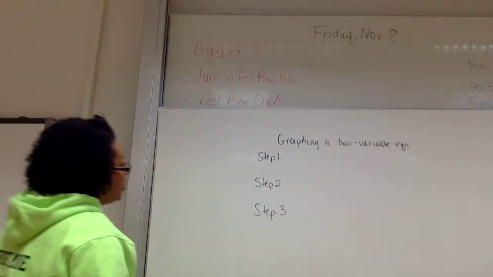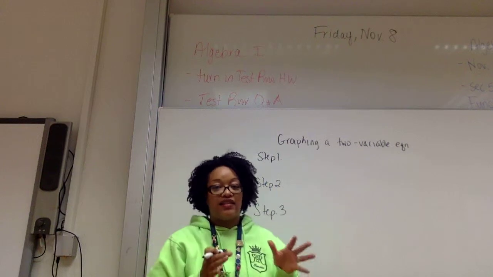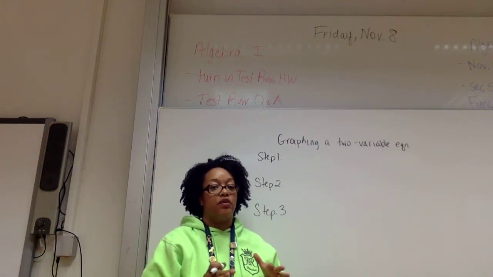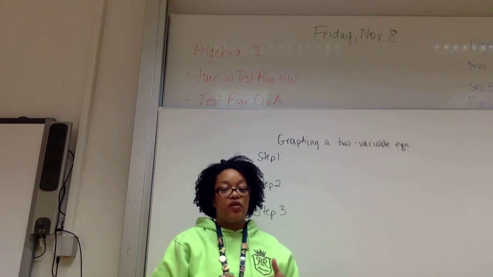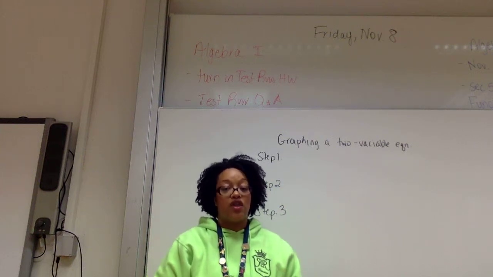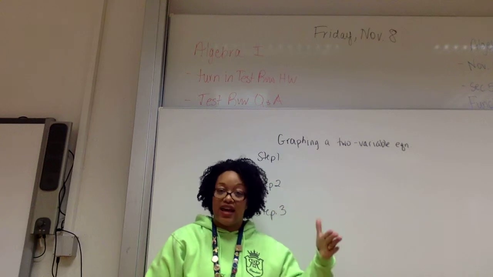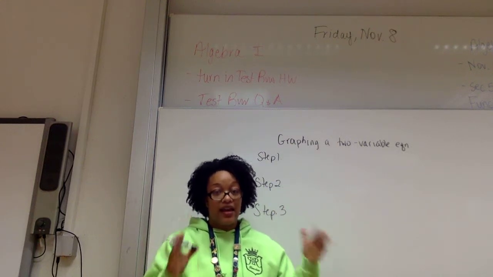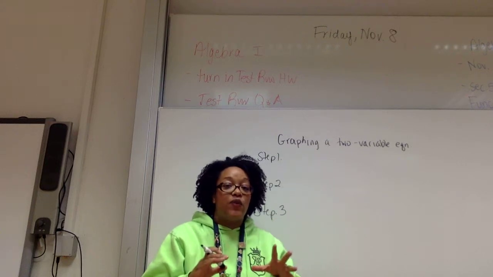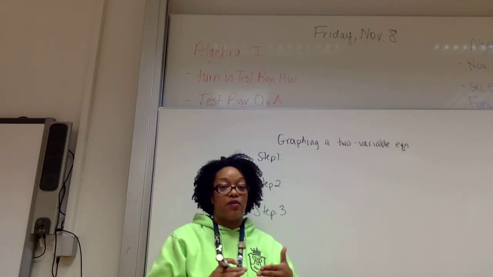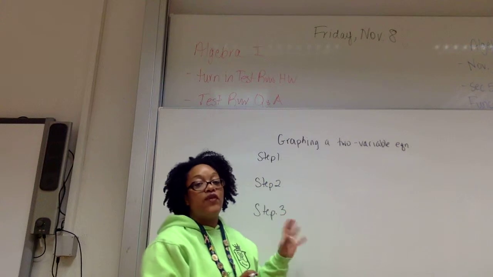So for our next portion of our notes, and we're going to kind of stay right here because this is really important, we're going to talk about how you graph a two-variable equation. Now when we say two variables, your variables will be x and y, okay? So that's what we mean by a two-variable equation. There's several different ways to graph a two-variable equation. This is one of the most basic.